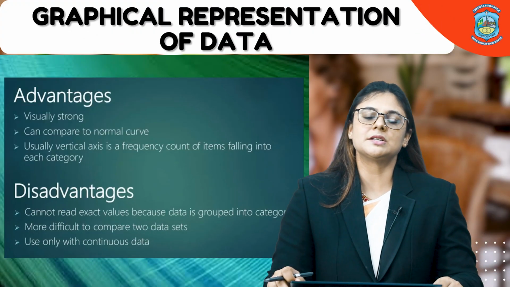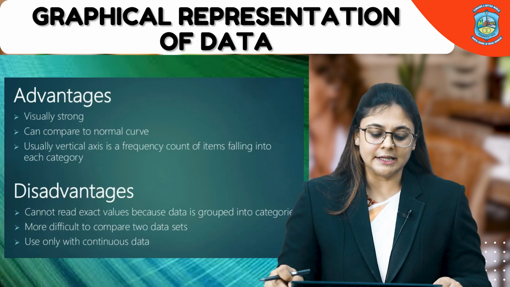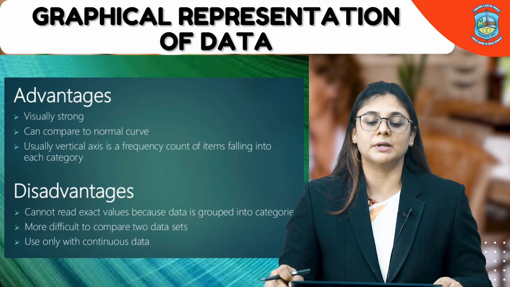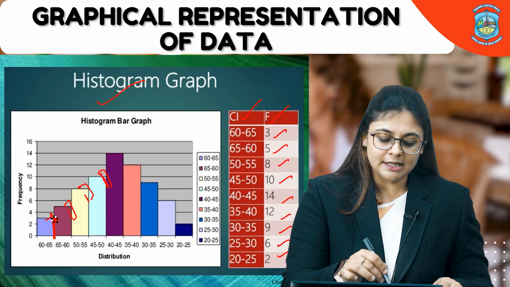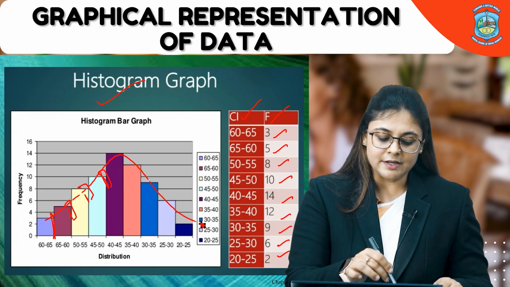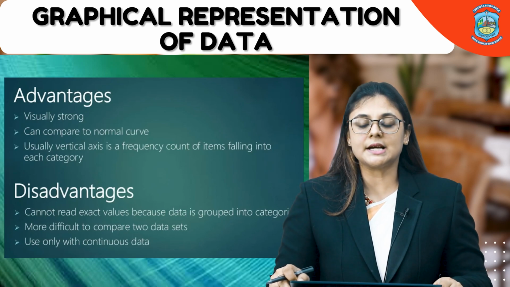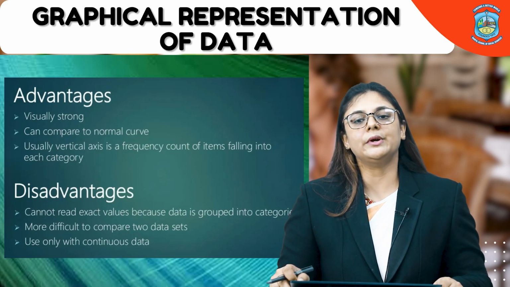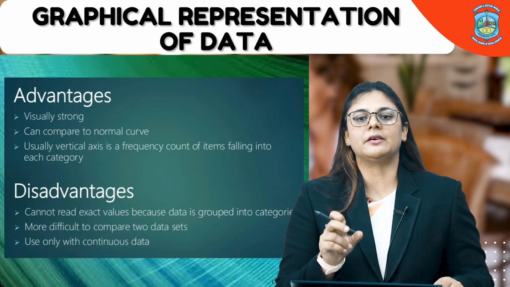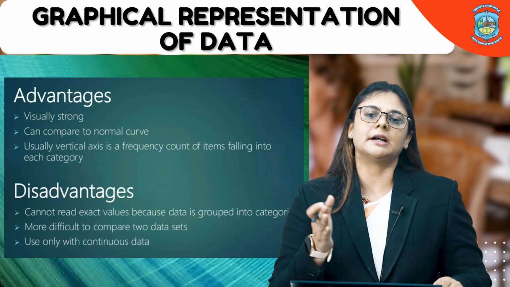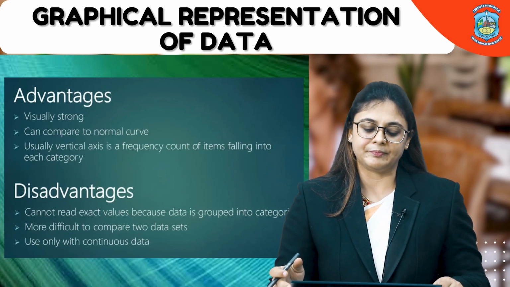So let's talk about the advantages and disadvantages of a histogram. Again, it is very visually strong and appealing. Secondly, it can be compared to the normal curve. Going back here, it is very easy to draw a normal curve with the help of a histogram. Usually, the vertical axis is the frequency count of the items falling into each category. So according to each class interval, the frequency would be given there, and then you will be able to comprehend in which particular class interval how much is the frequency.